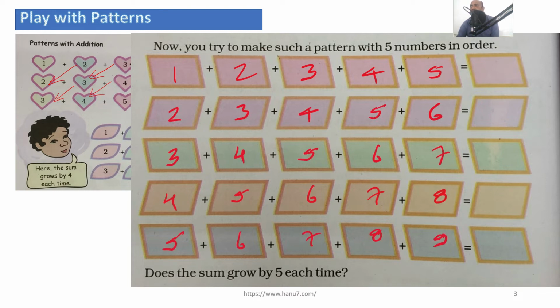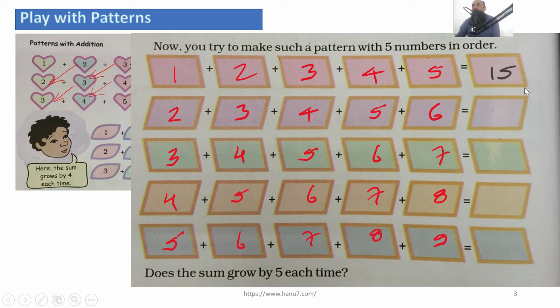3 is removed and then 3 4 5 6 7, 4 is removed and then 5 6 7 8 9, like that. So every time one number will be removed and then this pattern repeats. 2 3 4 5, 3 4 5 6, 4 5 6 7, 5 6 7 8 9. And now the task given to us is we have to check whether the sum is getting incremented, I mean whether it is growing by 5 or not.